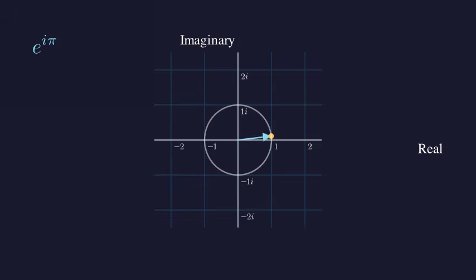So, watch as our vector at positive 1 begins to move. It does not shrink or grow, it stays exactly 1 unit long. It rotates counterclockwise, tracing a perfect arc along the upper half of the complex plane. As the angle increases, the point travels along the circumference of the unit circle. When the rotation hits exactly pi radians, the vector has swung all the way around to the opposite side. It lands precisely at -1 on the real axis.